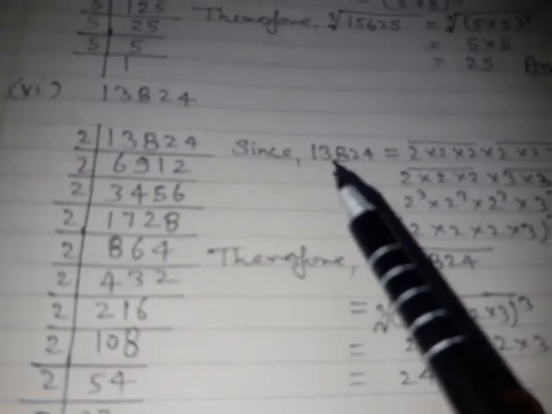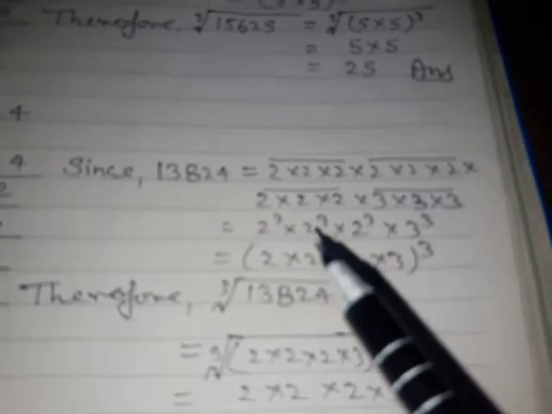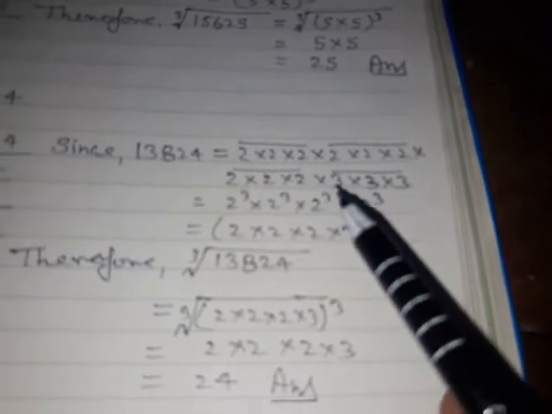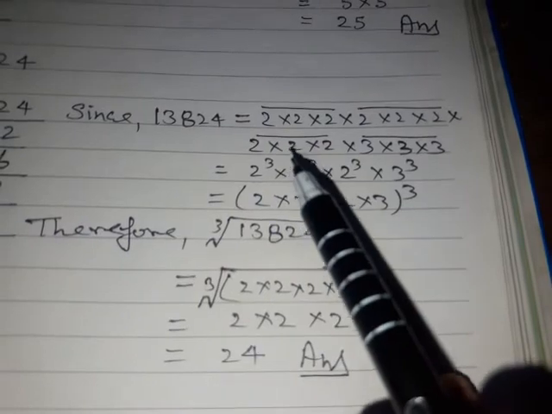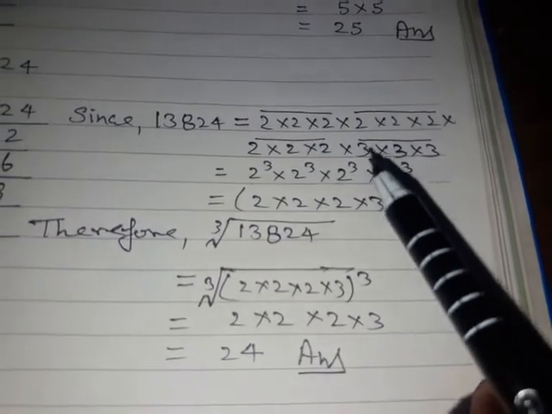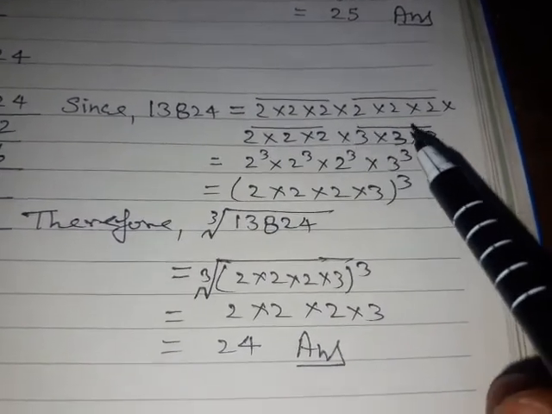So the prime factors of 13,824 are 9 twos and 3 threes, so we can write it as 2 into 2 into 2, 2 into 2 into 2, 2 into 2 into 2, 3 into 3 into 3. Now make groups of 3: 2 into 2 into 2 is the first group, 2 into 2 into 2 the second group, 2 into 2 into 2 the third group, and 3 into 3 into 3 the fourth group.